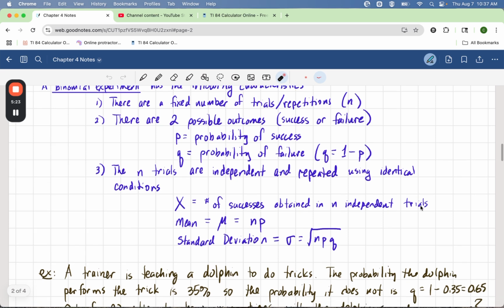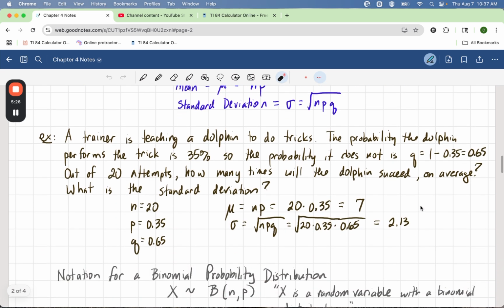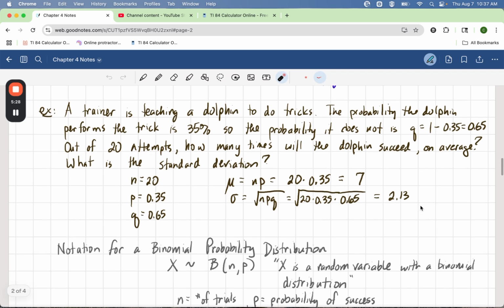All right, so a trainer is teaching a dolphin to do tricks. The probability the dolphin performs the trick is 35%. So the probability it does not is going to be 65%, right? 1 minus 0.35 is 0.65. Out of the 20 attempts, how many times will the dolphin succeed on average? So they're asking for the expected value. And then what is the standard deviation? So the mean, or expected value, is n times p. We expect the dolphin to succeed 20 times 0.35, or 7 times in those 20 attempts.